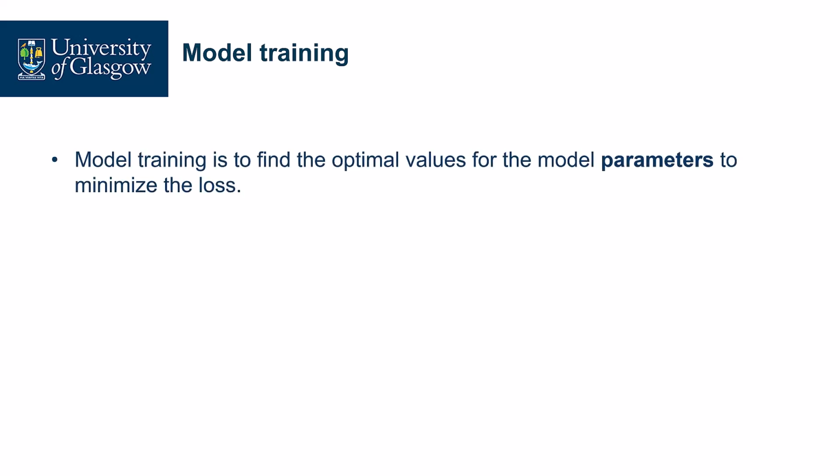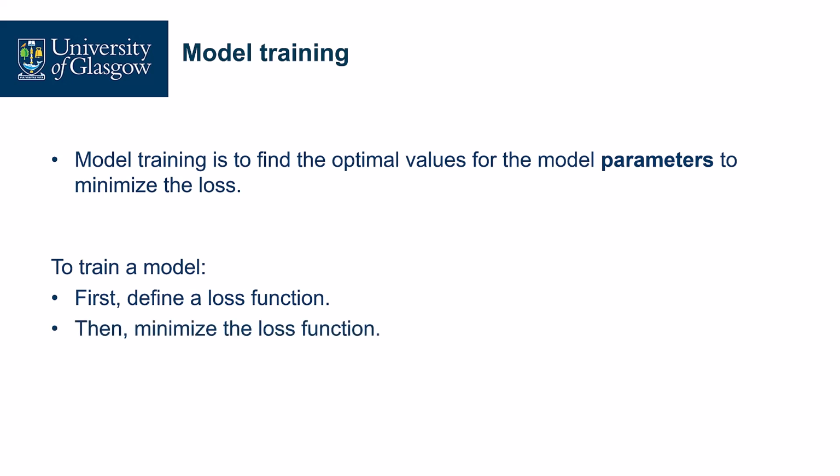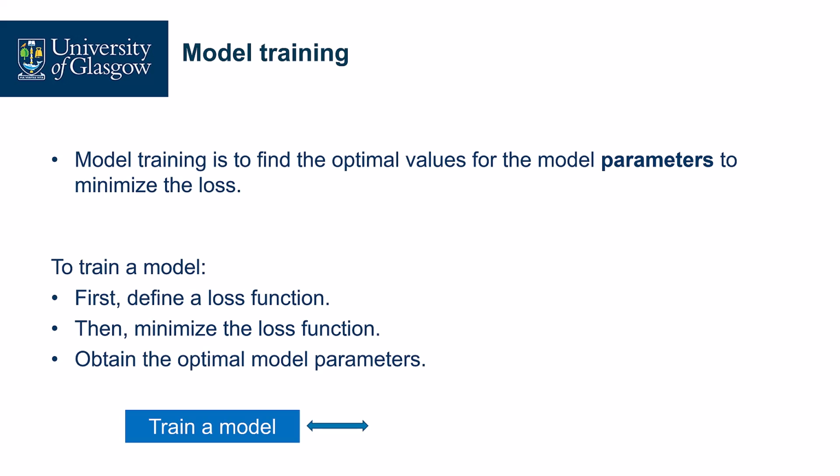So what is model training doing? We are doing optimization in model training. The objective function of model training is a loss function. And the design variables are what? The model parameters. So the goal is to find the optimal model parameter values for the model, right? So to train a model, we first need to define a loss function. Then we minimize this loss function and obtain the optimal model parameters. So we can say training a model is equivalent to minimizing the loss function. What really happens in model training is optimization, right? The optimization techniques we will introduce in later sessions.